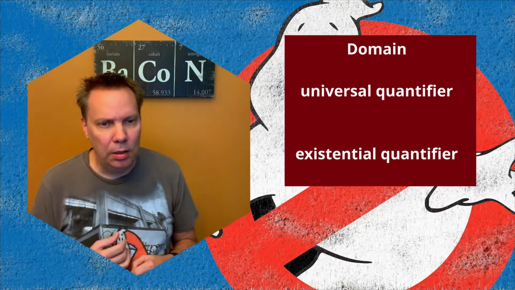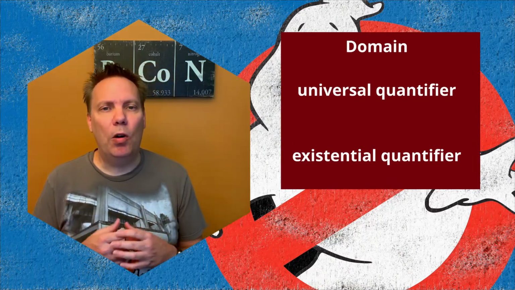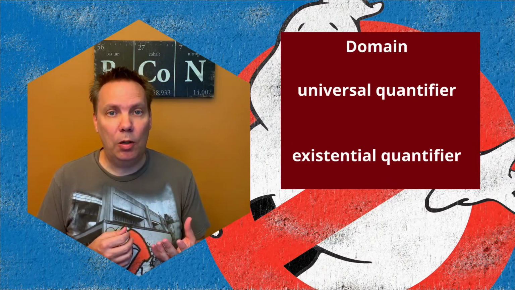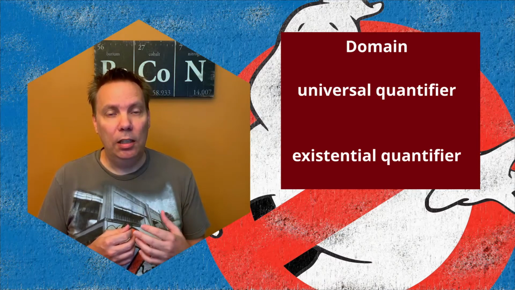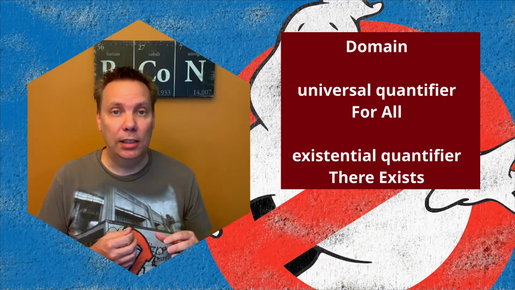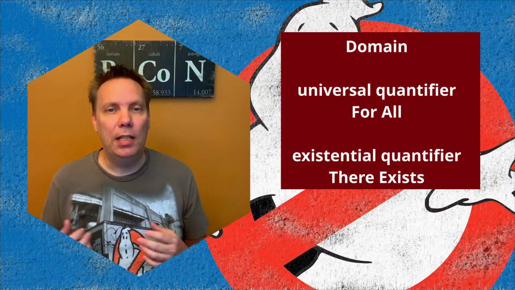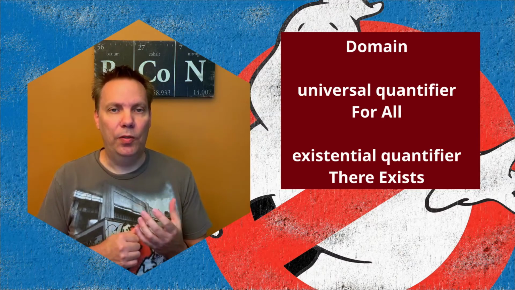So there are different components that we need to talk about for a predicate. That is the domain of the problem. And there are various types of quantifiers. There's a universal quantifier and an existential quantifier: a for all or there exists. We'll talk about many examples through this video.